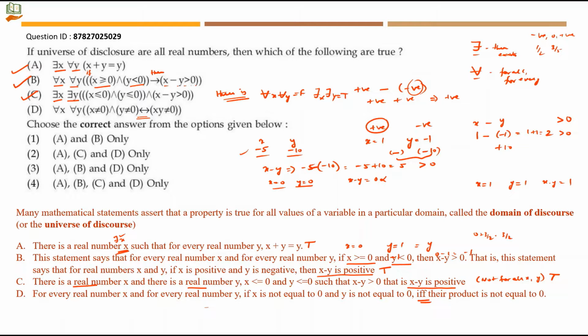When will we get a product to be 0? If a product is equal to 0, it means one of the operands should be 0. Either X or Y should be 0. Only then you will get a product of 0. When they say the product is not equal to 0, it means neither of the values are 0. It means X is also not 0 and Y is also not 0, which makes this statement also to be true. So D is also true. In this case, we are marking option number 4, A, B, C and D only as the right answer.